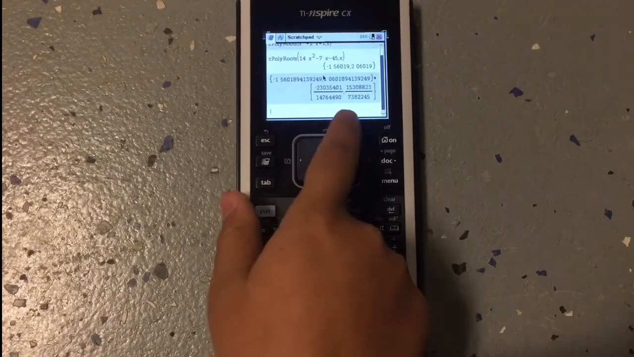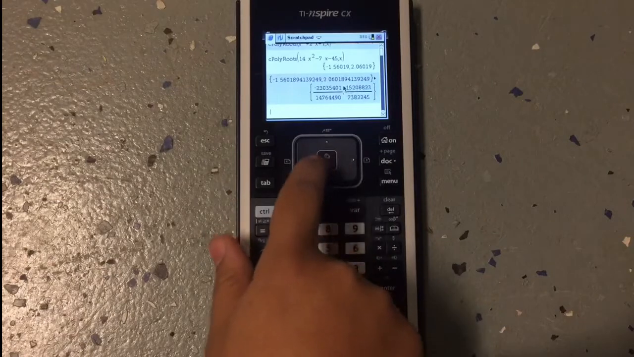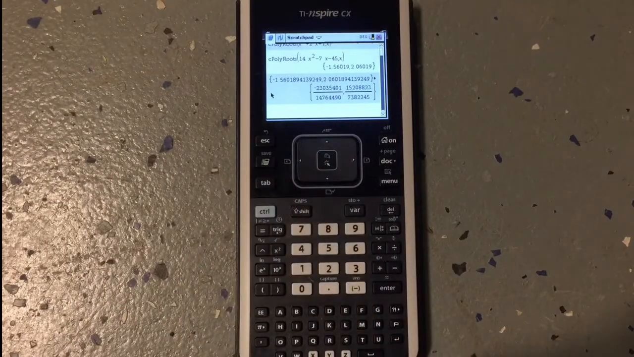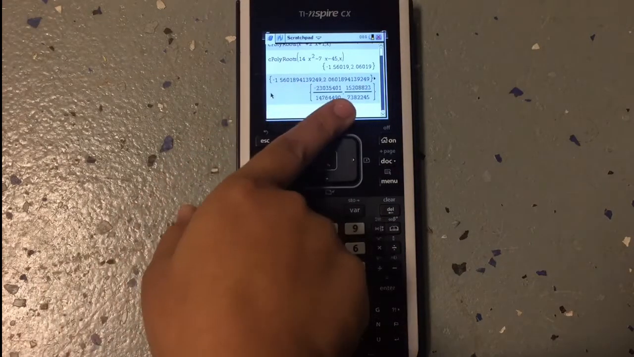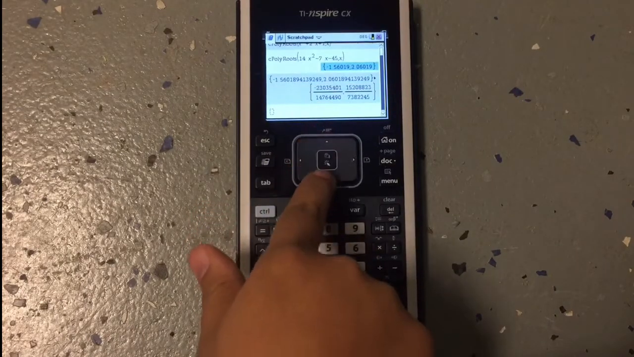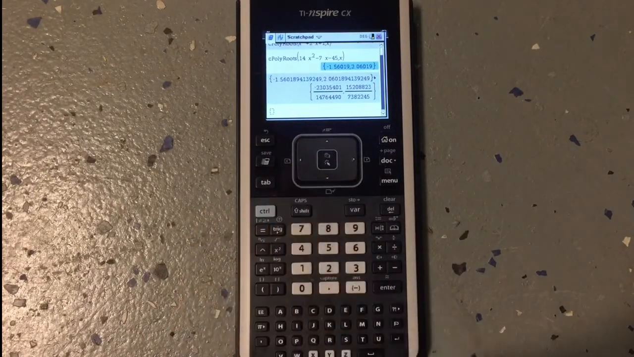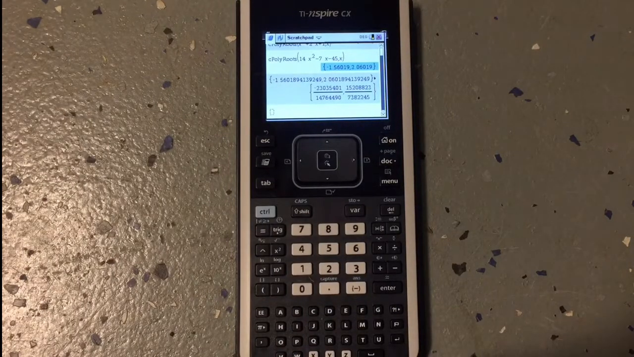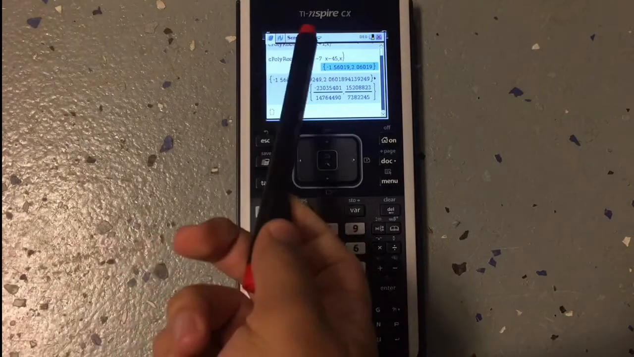Now, these aren't reasonable fractions, but if you have a question on a test or a quiz or something that's asking you for the fraction form, it's probably going to be more reasonable than this. Or you might just have to round these. And that is how you use the quadratic equation function on the TI-Nspire CX.